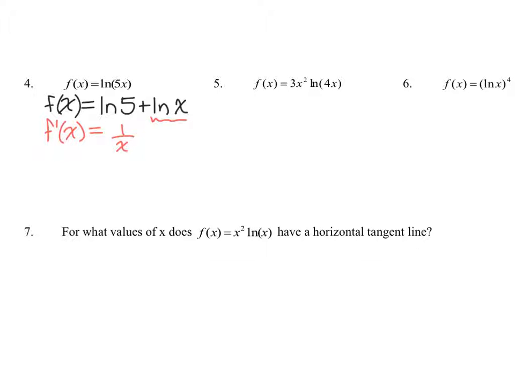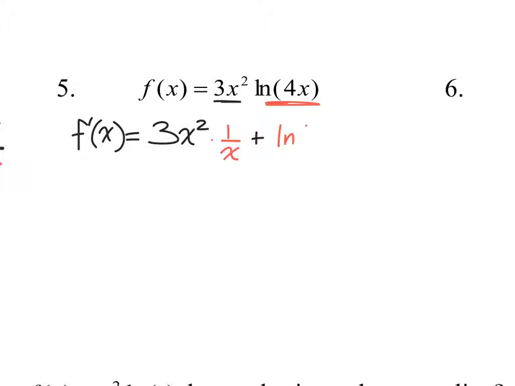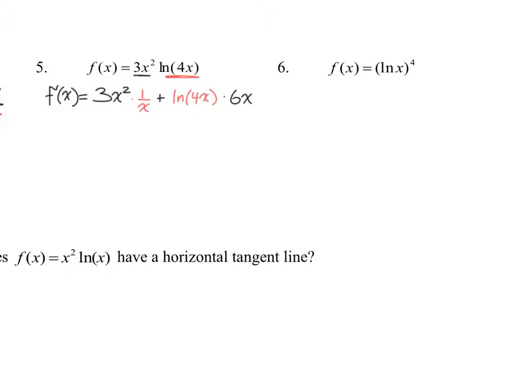Because now we're looking at product rule, sure, but product rule where I already know what the derivative of the natural log component would be. So my first function, 3x squared, times the derivative of the second, 1 over x, plus the second function, ln of 4x, times the derivative of the first, which would be 6x. Which rule? How do you know to add this? Product rule. First times the derivative of the second. Yeah.